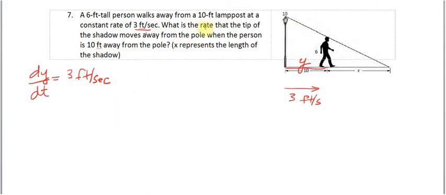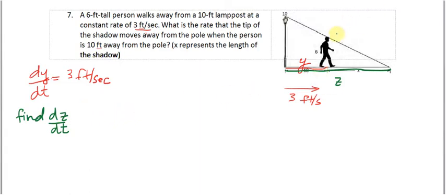Now, what next? We want to know what is the rate that the tip of the shadow moves away from the pole. So that's not x, because x is the length of the shadow. We want to know the rate at which the tip of the shadow moves away from the pole. So that's really this entire length right here. So I will call that z. So we need to find dz/dt.